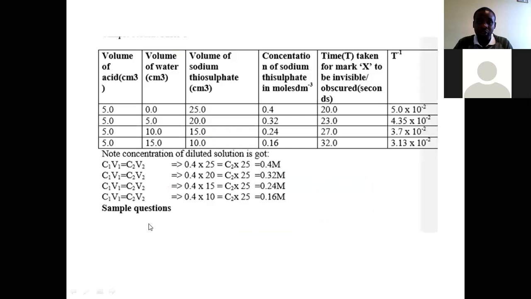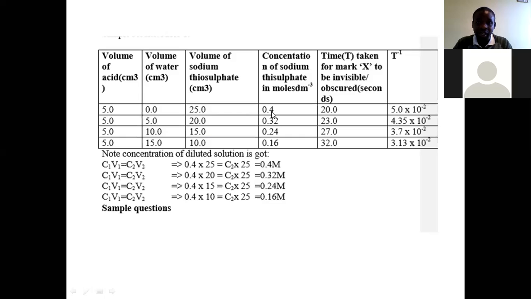And then I also want to show you guys how you can get the concentration, especially when you're doing dilution. This formula is very important in calculating the change in concentration. For example, we use C1V1 = C2V2. So for instance, in this question, you can see the volume of the acid is 5, but the volume of water which has been added is being increased continuously. So you can get the concentration of the sodium thiosulfate here, for instance.